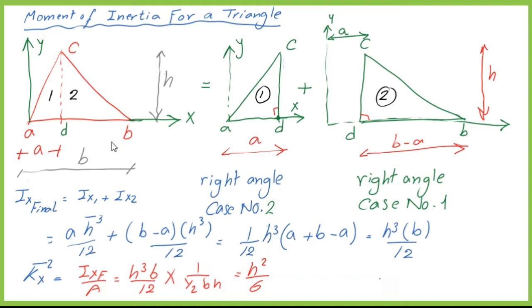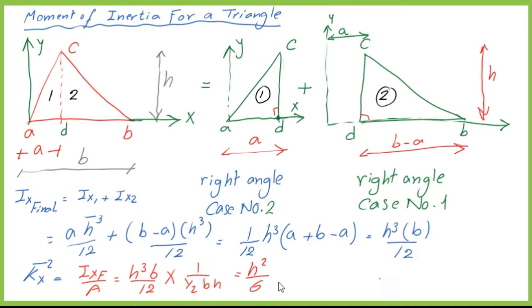Since the area of that triangle is 1/2 b h, then we can get the radius of gyration by the expression k squared x equal to the moment of inertia of the final value for the triangle divided by the area, which is h cubed b divided by 12, all divided by 1/2 b h. So we get the expression h squared divided by 6 as the k squared x.